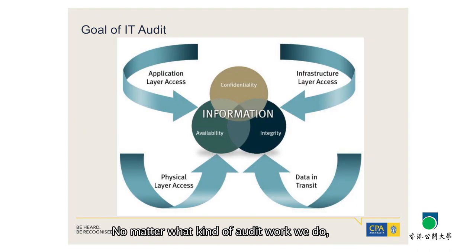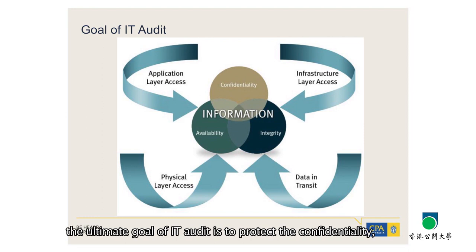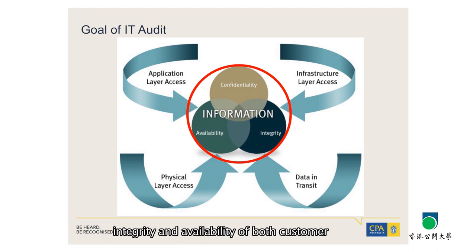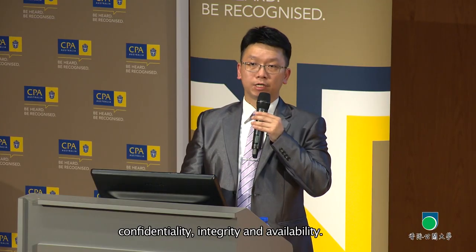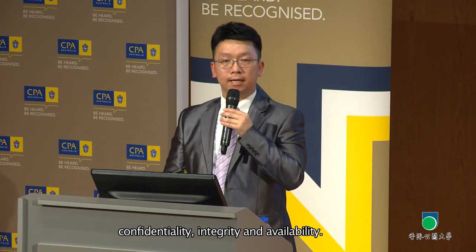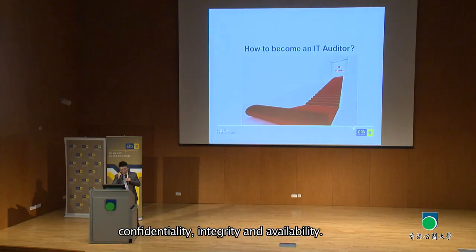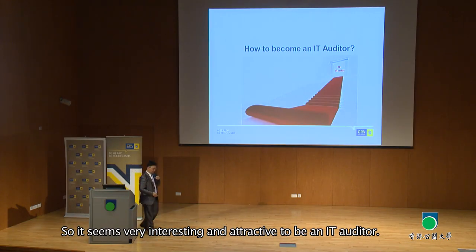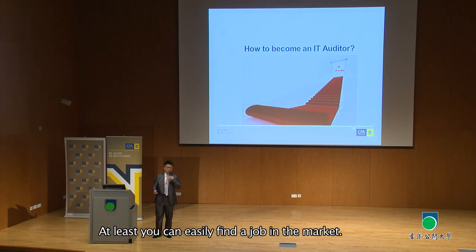No matter what kind of audit work we do, the ultimate goal of IT audit is to protect the confidentiality, integrity, and availability of both customer and business information. So remember the keyword CIA: confidentiality, integrity, and availability. So it seems very interesting and attractive to be an IT auditor. At least you can easily find a job in the market.